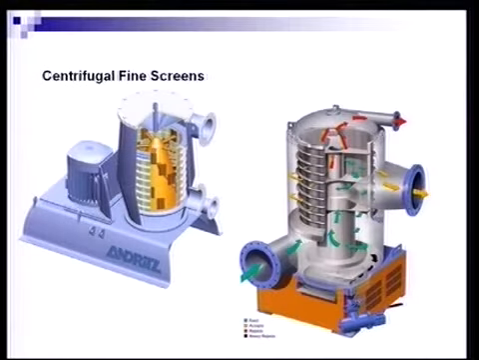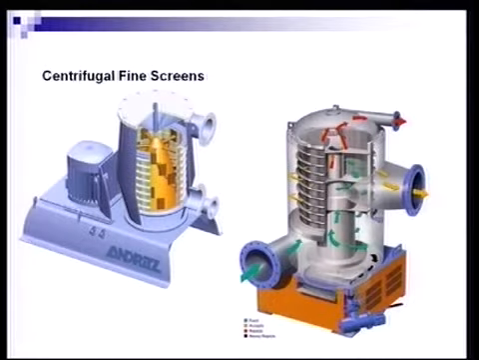Moving on to fine screens. Fine screens are almost always centrifugal. There are centripetal flow designs out there, not used too much, but they do exist, where the basket is stationary, the foils are on the feed side, and the stock flows inward through the basket. But by far and away, the majority of fine screens are centrifugal screens, as shown in this slide.